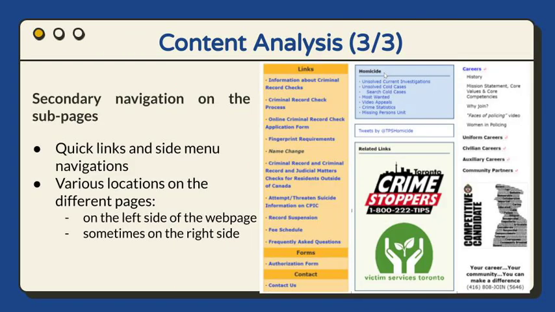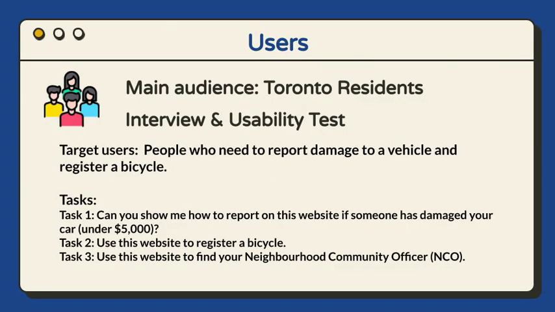Secondary navigation on the subpages includes quick links and side menu navigations. Quick links are bolded and underlined blue, and they lead to additional pages, downloadable PDFs, and external links. For side menu navigations, there are many formats and tabs throughout the website. The placement of the side navigation menu sometimes appears on the left side of the website page and sometimes on the right side.